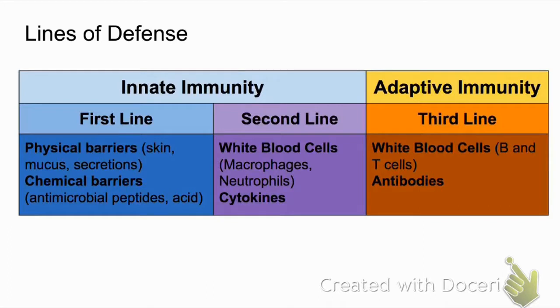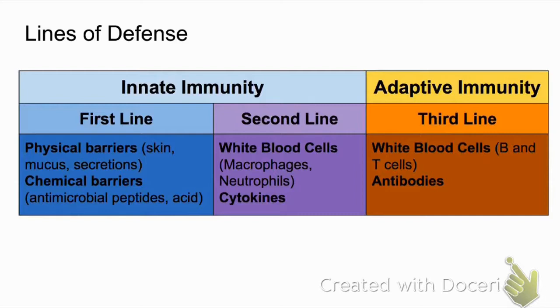In the first line of defense, we have barriers, both physical and chemical. Examples of physical barriers can include skin, mucous membranes, and secretions such as tears. The goal of these physical barriers is to basically prevent a microorganism from gaining entry into the host. Similarly, chemical barriers function in the same way, to prevent microorganisms from gaining entry into a host or from being able to colonize in a host.